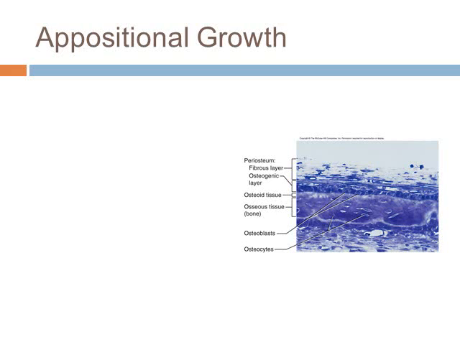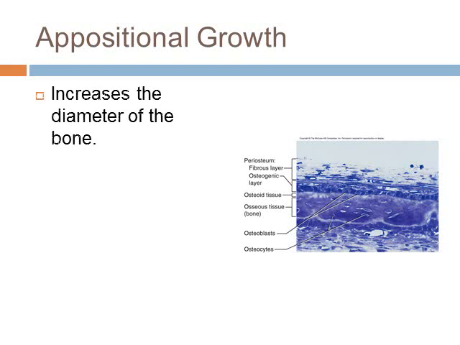Throughout our entire lives, we'll always experience appositional growth. Appositional growth simply results in the increase in the diameter of the bone. So this is going to happen if you are especially doing physical labor. As you apply more stress to the bone in order to keep the bone from breaking, the body naturally increases the thickness of the bone. So your bones do get thicker.